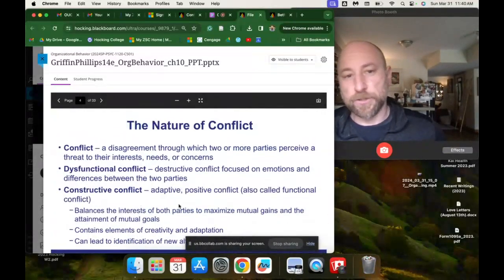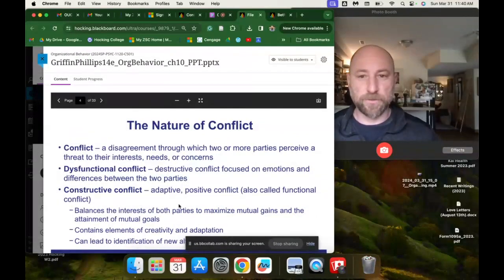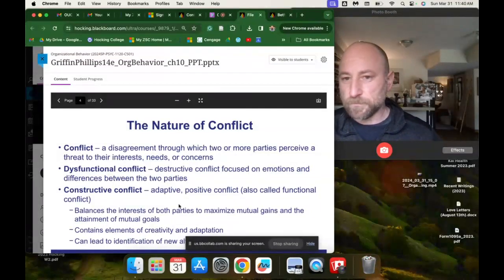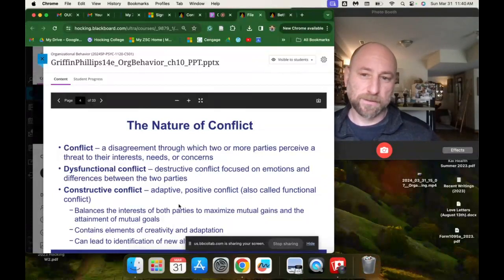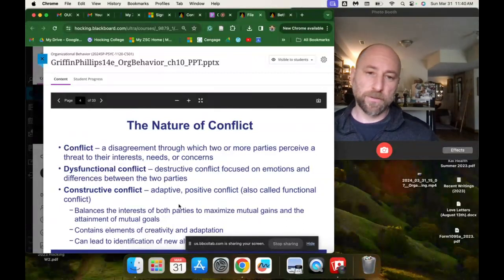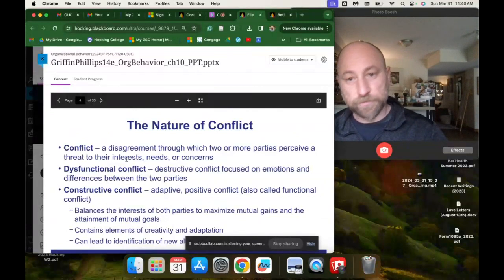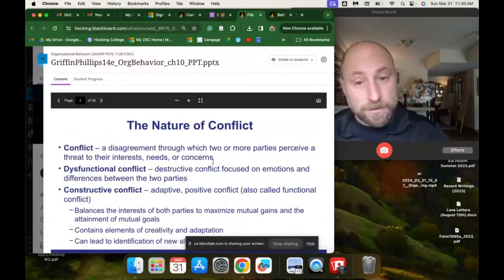Conflict, a disagreement through which 2 or more parties perceive a threat to their interests, needs, or concerns. I think this is a useful definition. Some definitions are more useful than others. I think sometimes we don't always realize when we're in conflict with someone that one of their needs or interests or concerns is being threatened. They feel like it's being threatened, right?